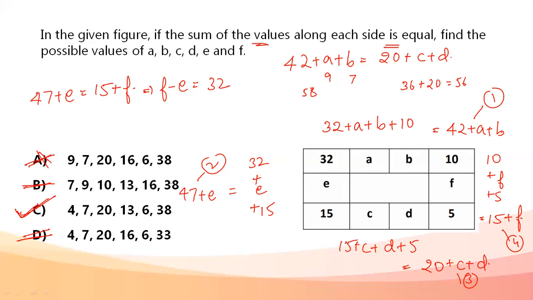We can also check by putting the values. When we put the values 4 and 7, this becomes 11. 42 plus 11 is 53. Other side also it becomes 53. My answer is correct. Okay.